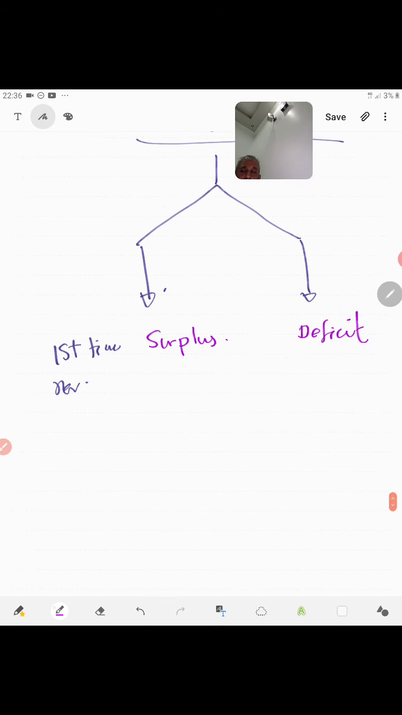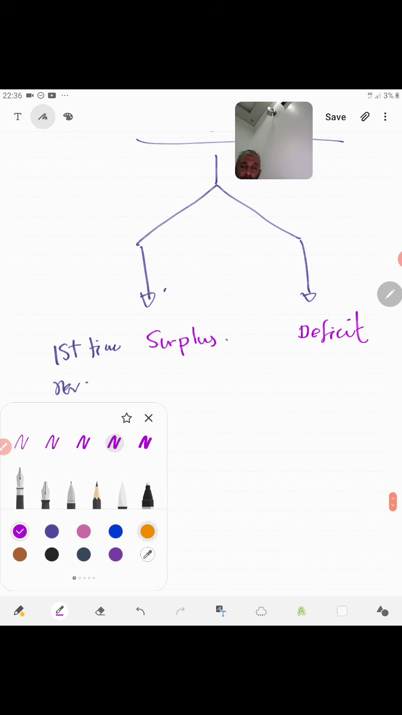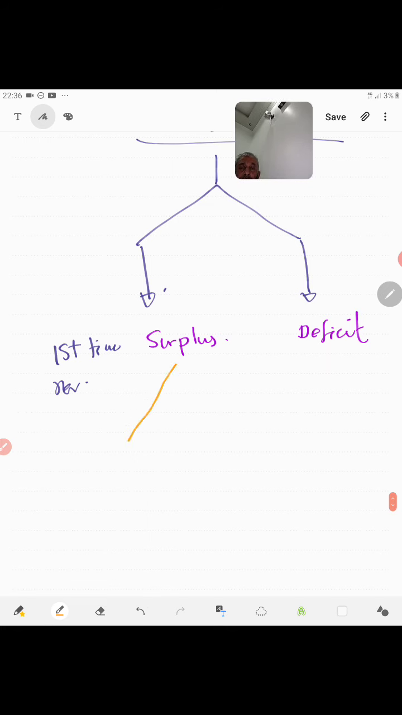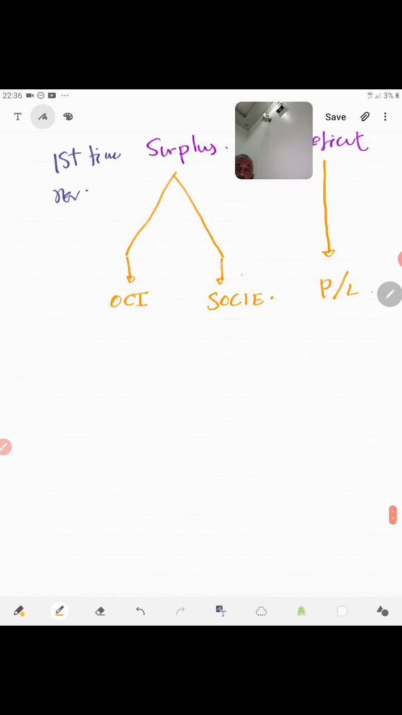If I have a surplus on the first time revaluation, I report this in two places. One is other comprehensive income, and the other is the statement of changes in equity. Whereas if it is a deficit on the first time revaluation, I will take it to profit and loss account.